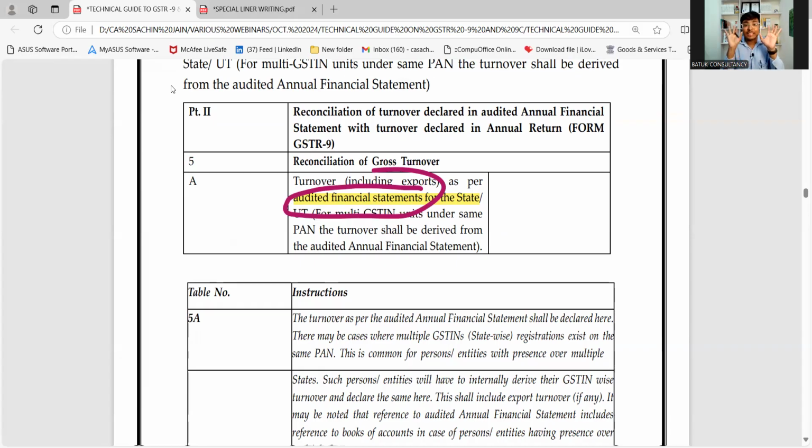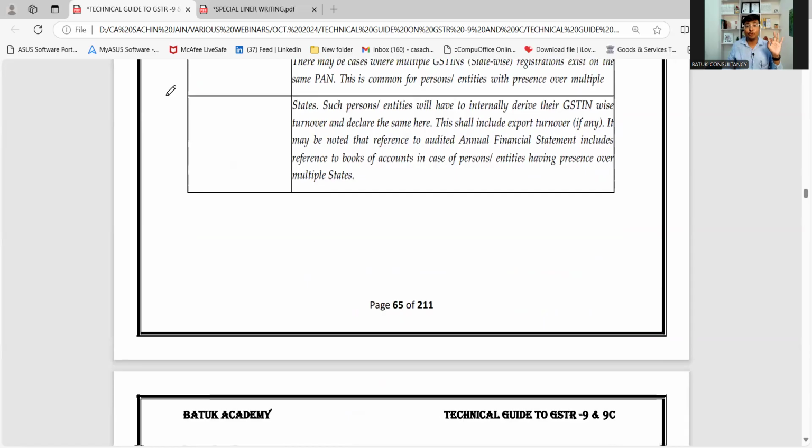Now, the same thing is applicable. Suppose you have 3 to 4 branches in different states. In that case, income tax audit is single on a PAN basis, but you need to file the GSTR-9C for each and every PAN GSTN. So in such a scenario, you need to extract the turnover of that specific GSTN and put that specific turnover in this particular Part 2, Table 5, point A. That is the mechanism we need to follow.